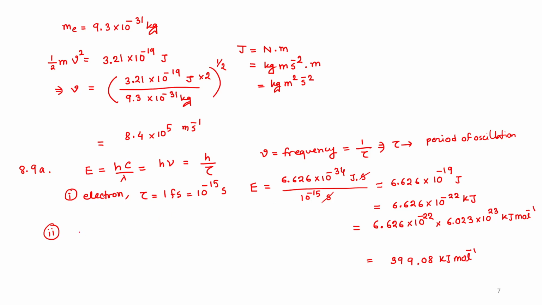So for molecular vibration, the energy will be something like 6.626 into 10 to the power minus 20, right? If it is 10 femtoseconds, it will be 10 to the power minus 14. So that will lead to this. Now the rest is the same. We need to convert it into kilojoules, and then we need to calculate for an Avogadro number of molecules, which will lead to kilojoule per mole. I hope that is clear.